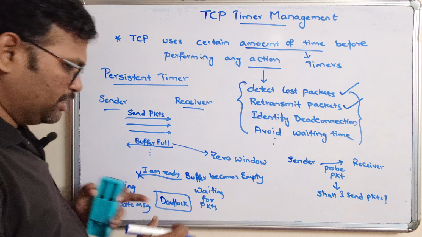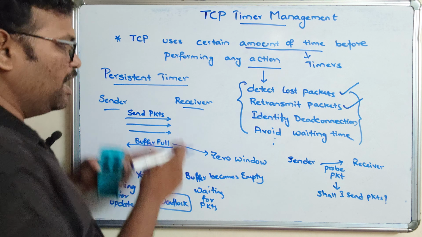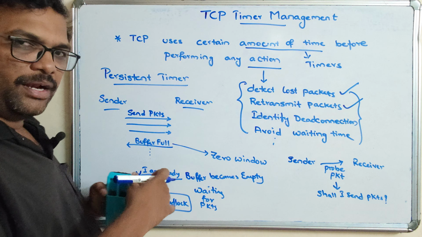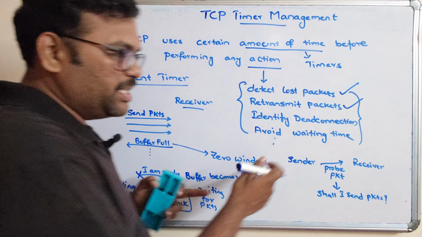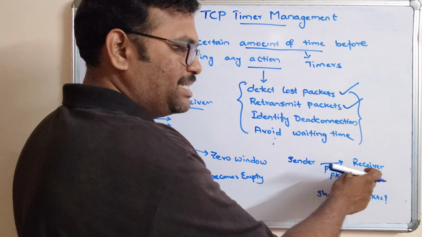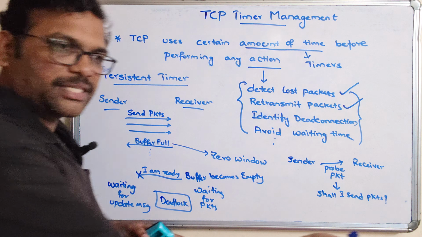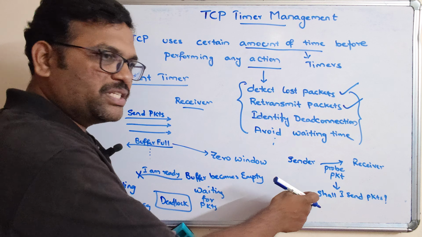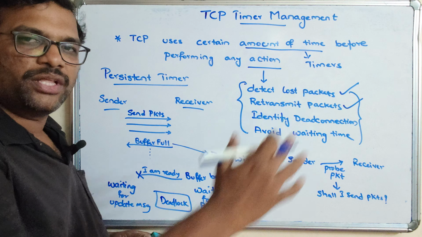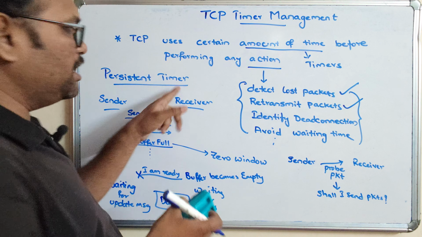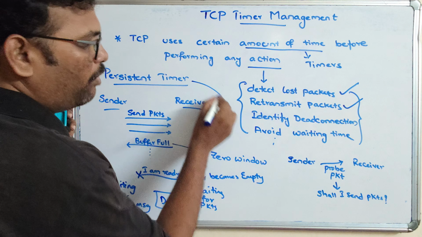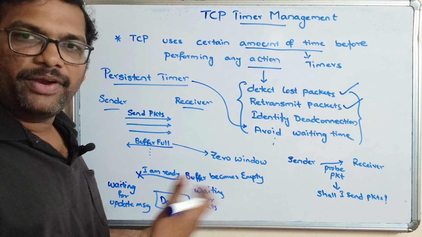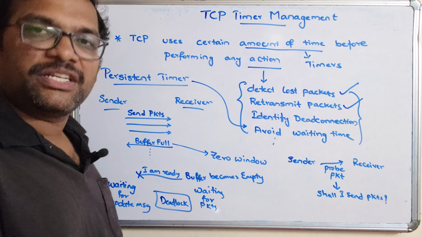Okay, hope you understood. So here there is a deadlock situation. In such a case, this persistent timer will be on, and after the persistent timer expires, immediately the sender will send a probe packet to the receiver, mentioning, shall I send the packets? If the receiver is ready, it will automatically reply to the sender, so that the sender starts sending packets to the receiver. So this is the persistent timer to avoid this waiting time. Deadlock is nothing but a mutual waiting time. Here the sender is waiting and the receiver is waiting.